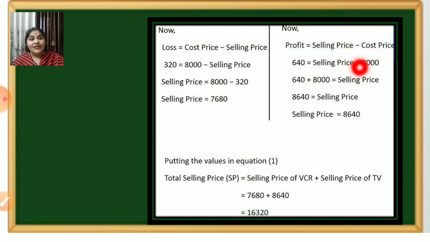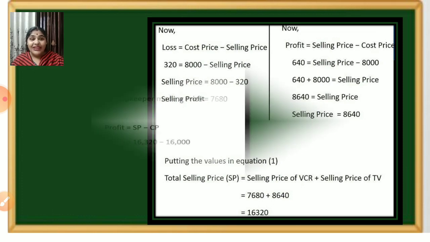640 is equal to selling price minus 8,000. After transposing, we will get selling price is equal to 640 plus 8,000. That is, selling price of TV is 8,640. Now we have the selling price of both, VCR, that is 7,680, and TV, that is 8,640. Now we will add up both, that is nothing but our total selling price. So total selling price will be selling price of VCR plus selling price of TV. When we add both, we will get 16,320.